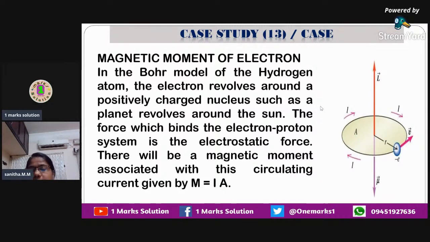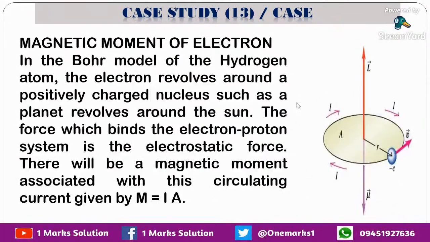So what is actually the magnetic dipole moment? Magnetic dipole moment is directly proportional to the current and directly proportional to the area of the loop. So we can write the equation M is proportional to I into A, or M is equal to K into IA. What is K? K is a constant and the value of K is equal to 1. So what will be the equation? M is equal to I into A. That is the equation given there.